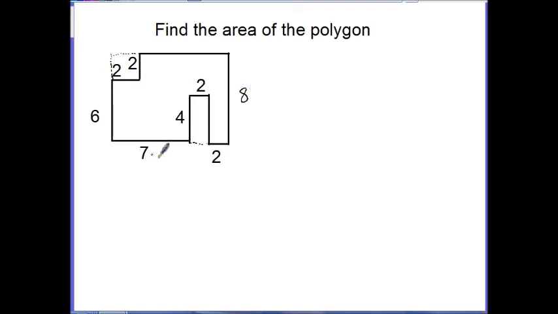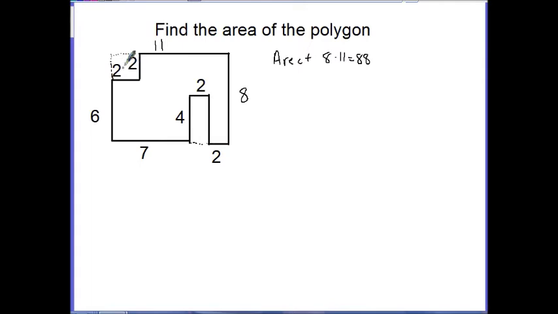My full side down below here, or my full side across here, depending on how you're looking at it, is going to be a total distance across of 11. So the area of that whole rectangle is going to be 8 times 11, which is 88. Now we have a problem.